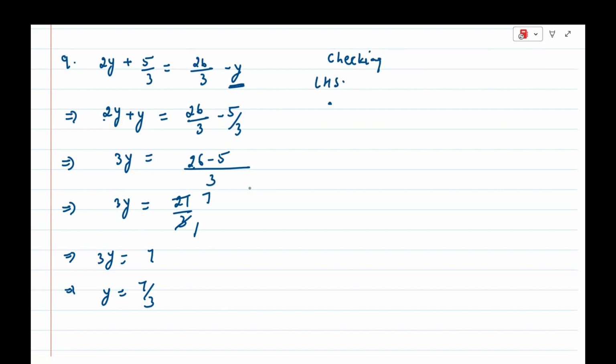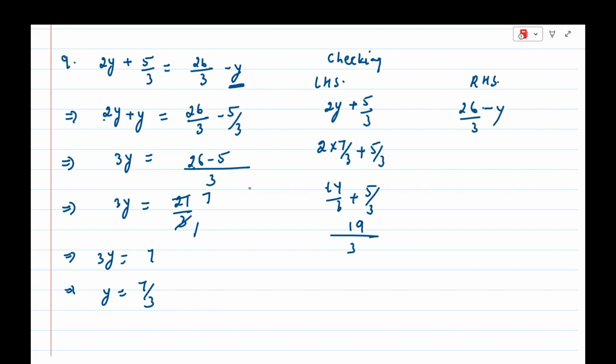So first left hand side, which is 2y plus 5 by 3. Substituting the value, 7 by 3. Here 2 7s are 14 by 3 and then 5 by 3. The denominator is already equal. So 14 plus 5 is 19. 19 by 3. Take the right hand side.